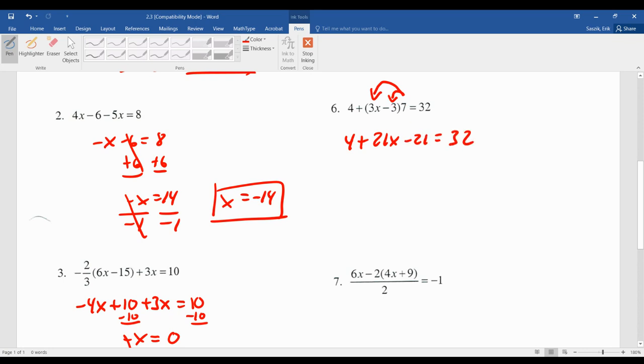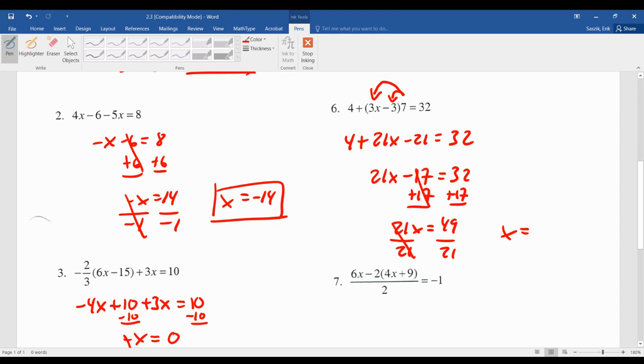Now, this looks similar to the one just above it, except our like terms are not the x terms. Our like terms are these plain numbers, the 4 and the negative 21. So the 21x doesn't change. But 4 minus 21 would be negative 17. And now we got to move that over. So I get 21x equals 49. And I divide, I'm going to get a fraction.